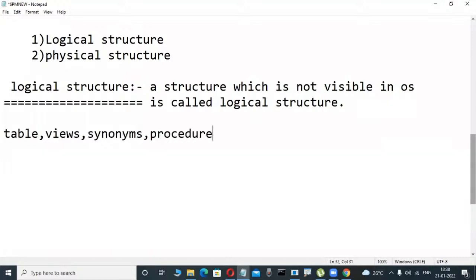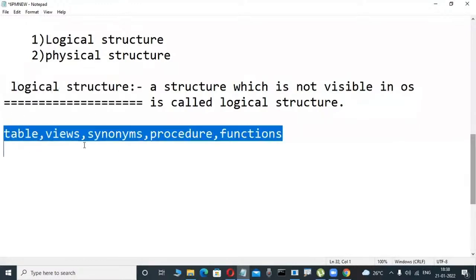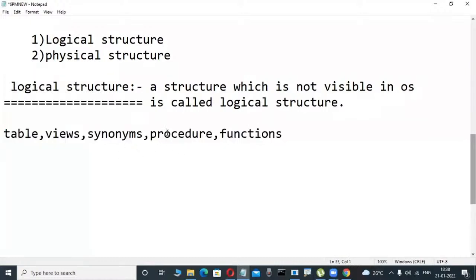Procedures are there, functions are there, triggers are there, packages are there. So many things. These are all logical structure. They are not visible in the operating system. Whatever courses we are learning, so many objects, none of them are in the operating system.